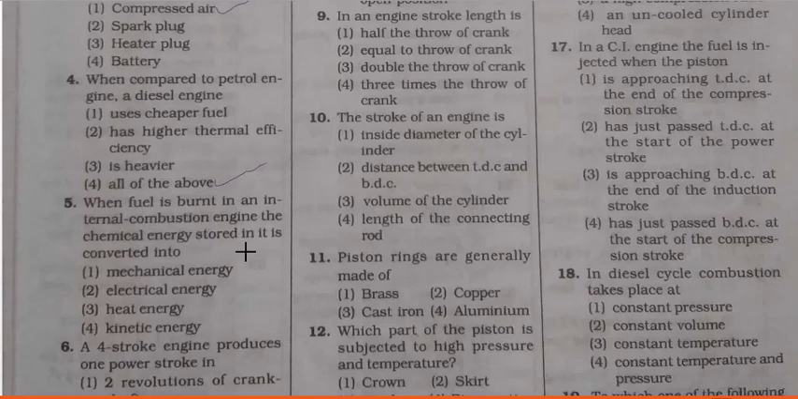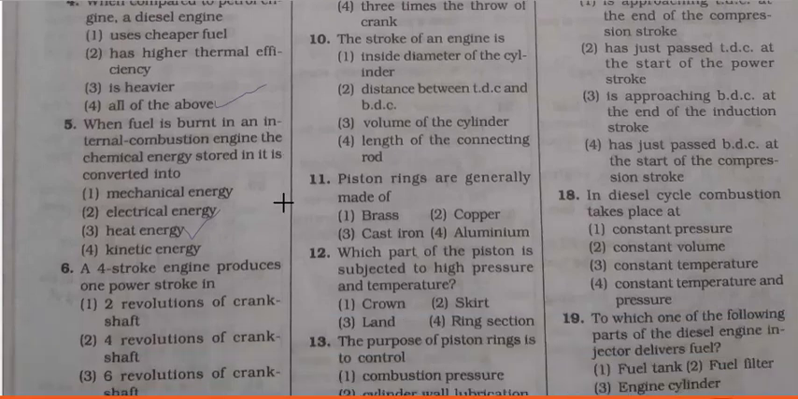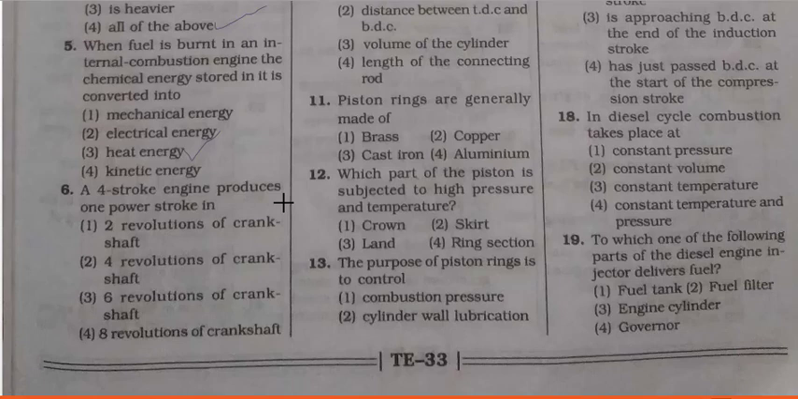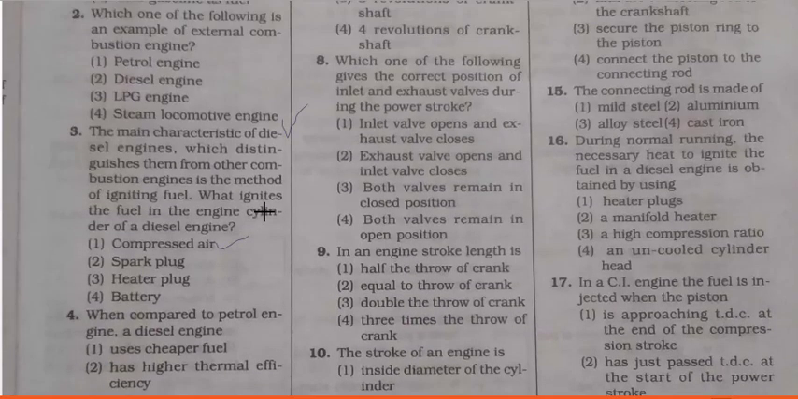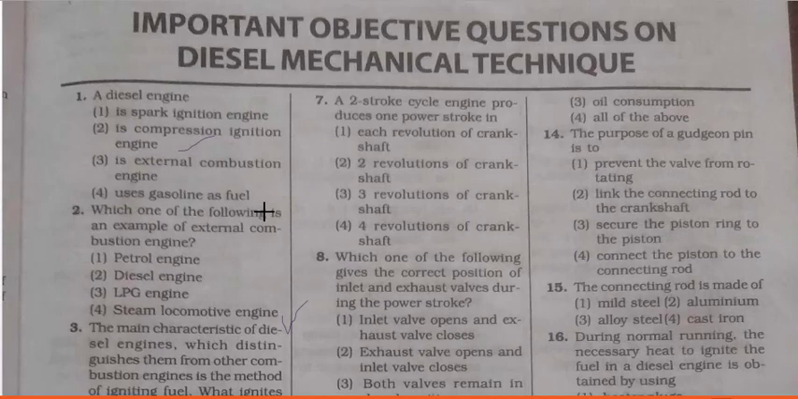When fuel is burned in an internal combustion engine, the chemical energy stored in it is converted into heat energy. A 4-stroke engine produces 1 power stroke in 2 revolutions of the crankshaft. A 2-stroke cycle engine produces 1 power stroke in each revolution of the crankshaft.